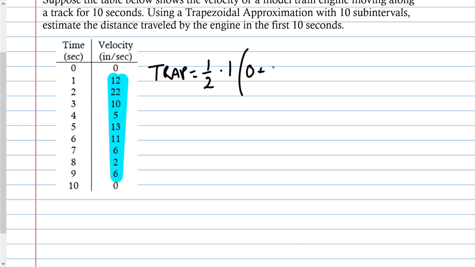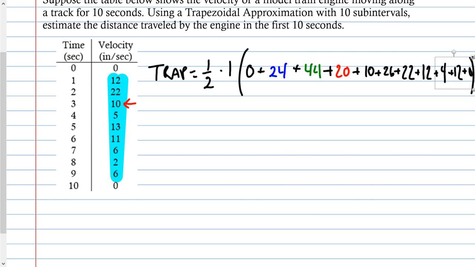So 0 plus 2 times 12, which is 24, plus 2 times 22, which is 44, plus 2 times 10, which is 20, etc. I'm getting these numbers because I'm multiplying these all by 2. And so I'm just going to keep going. So here we go. 0 plus 24 plus 44 plus 20 plus 10 plus 26 plus 22 plus 12 plus 4 plus another 12 plus the last 0.